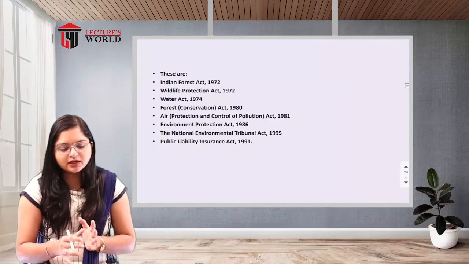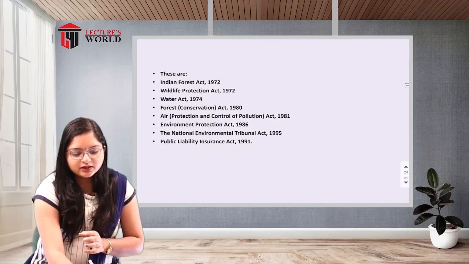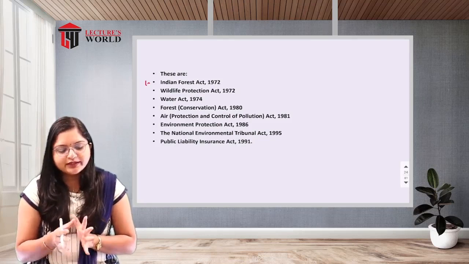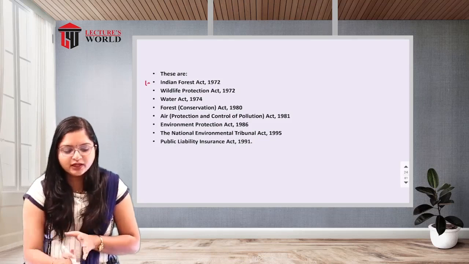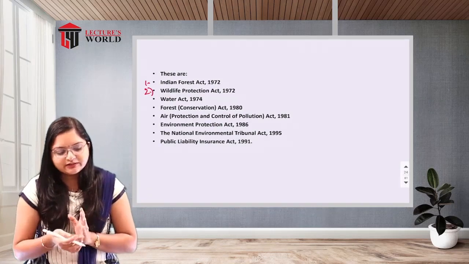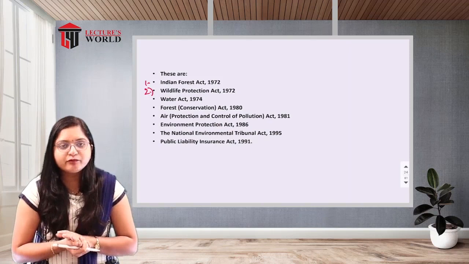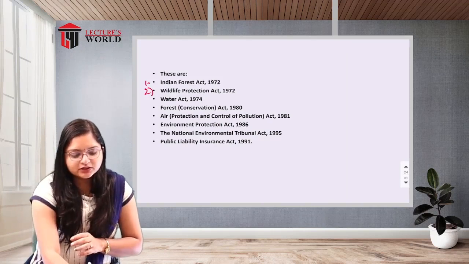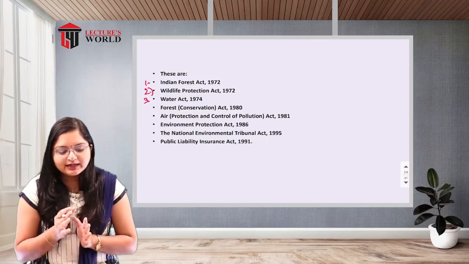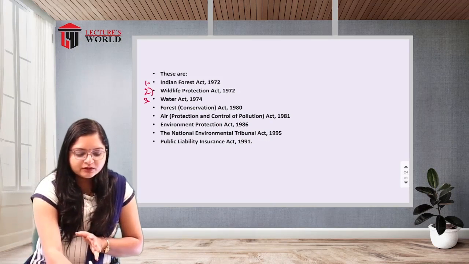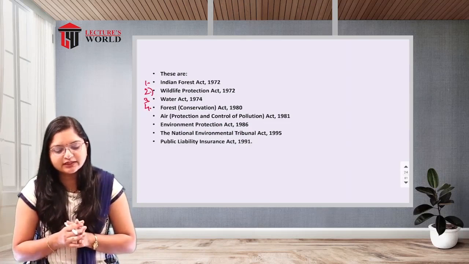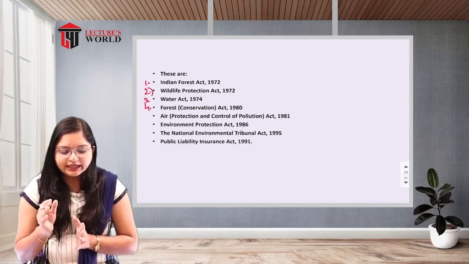So these laws are, the first law is the Indian Forest Act, which was formulated in 1972. The second law was the Wildlife Protection Act, formulated in 1972. The third law was the Water Act, which was formulated in 1974. The fourth law was the Forest Conservation Act, which was enacted in 1980.